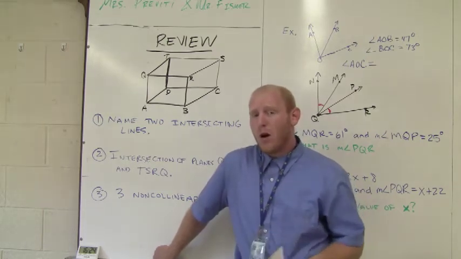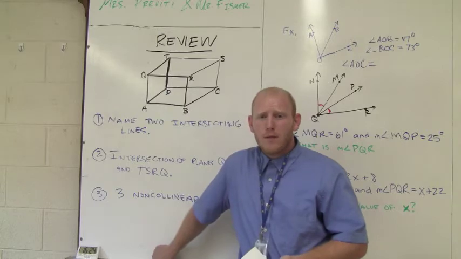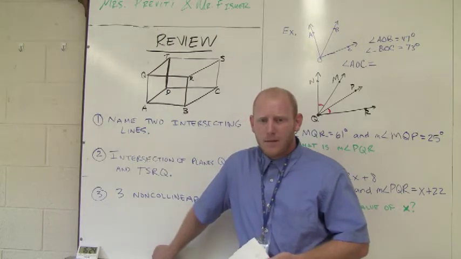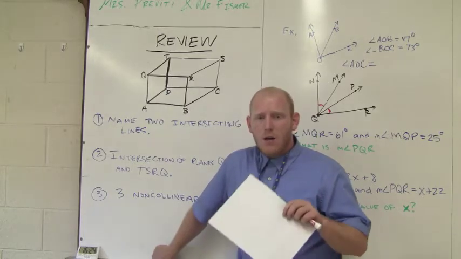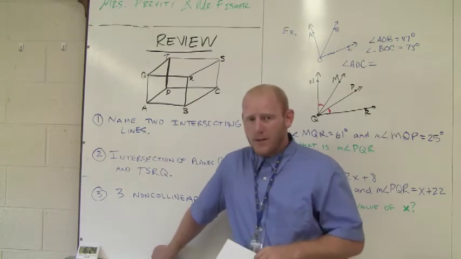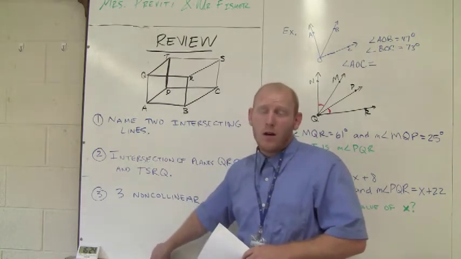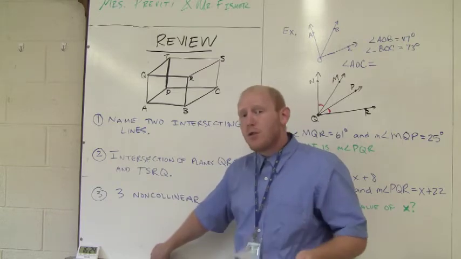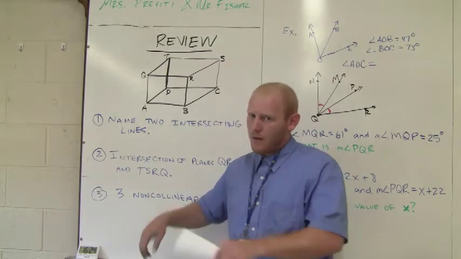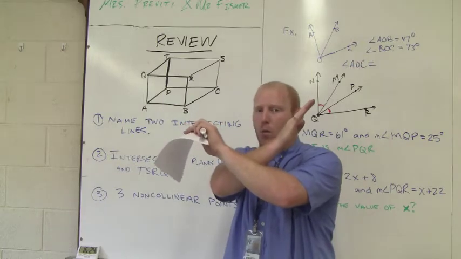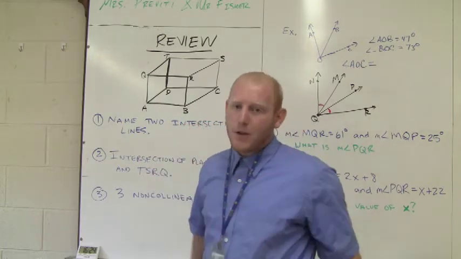Remember postulate 1-1: if there's 2 points, there's only one line that can be formed between those 2 points. That's postulate 1-1. Postulate 1-2: if 2 separate lines intersect, there's only one way it can intersect, at one point. That's it. And then 2 planes.